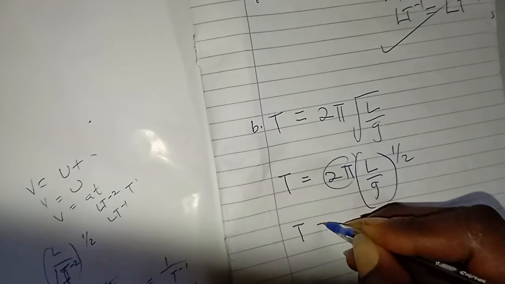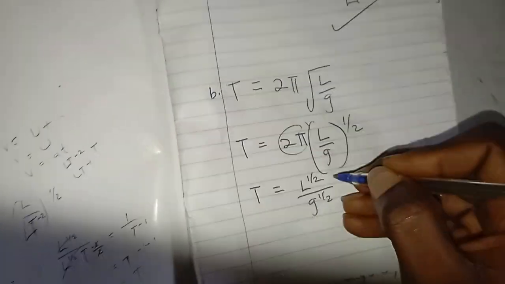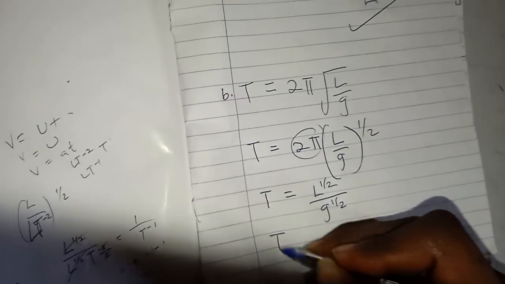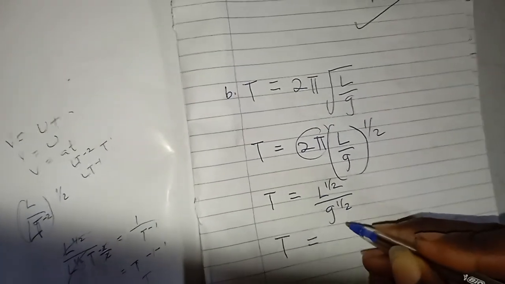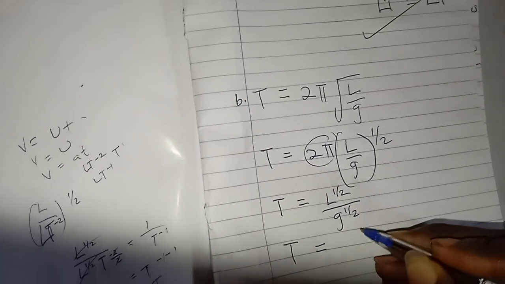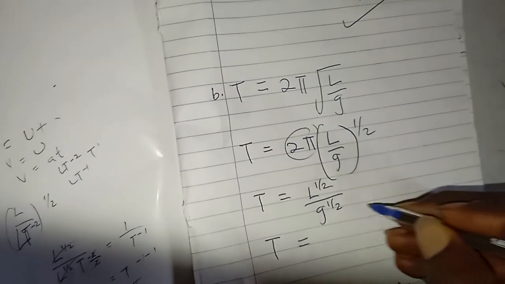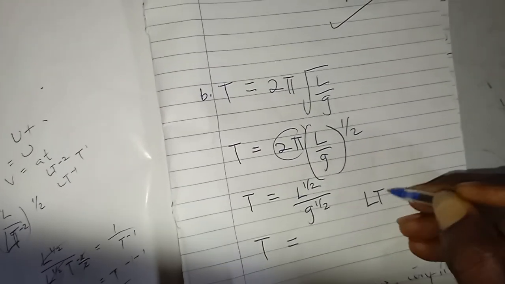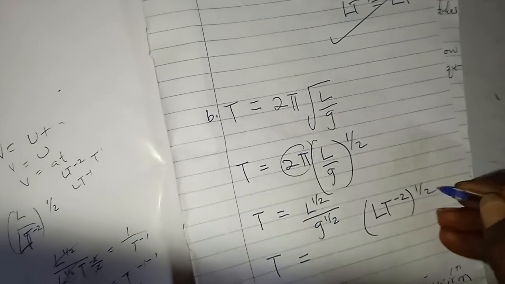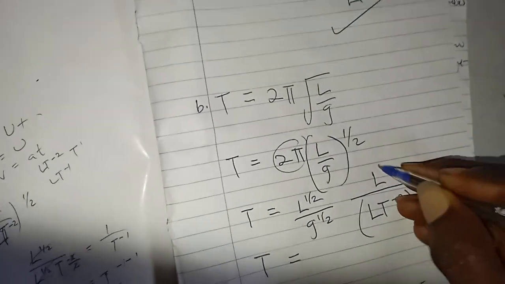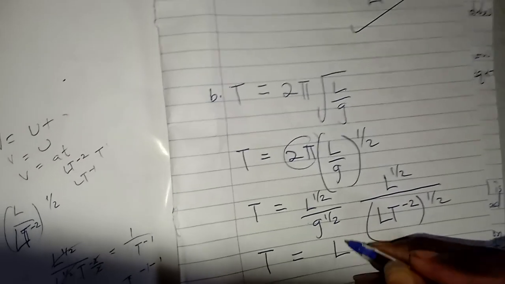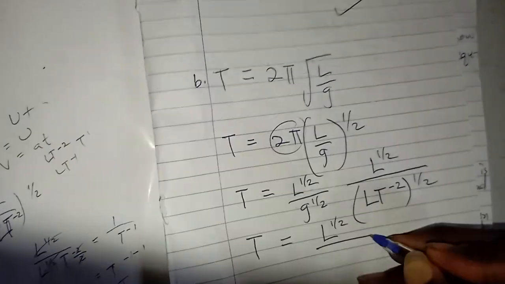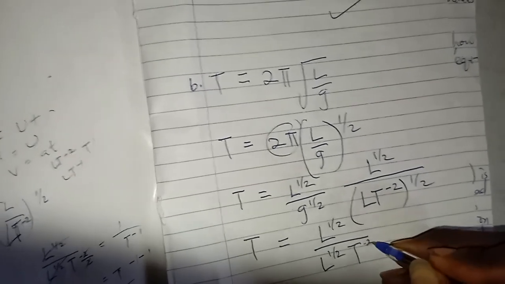So this is the same thing as saying T equals L raised to power half all over g raised to power half. And we know that now T equals, we are trying to check something. This is now the same thing as saying g, acceleration due to gravity, is LT^-2 raised to power half, all over L raised to power half. And applying the distributive power law, this is L raised to power half all over L raised to power half, T raised to power minus 2.